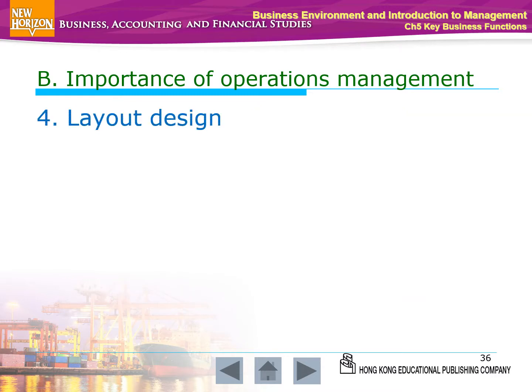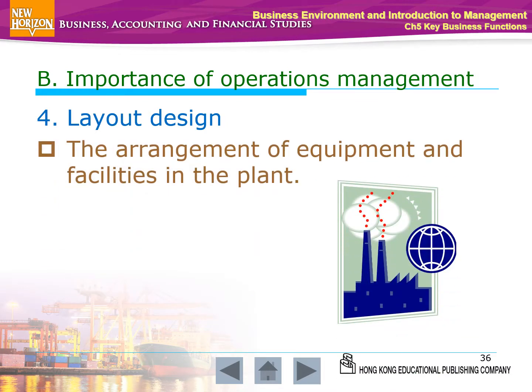Number 4, layout design. Let us look at this. It is about the arrangement of equipment and facilities in the plant. If it is a McDonald's, the operations management will try to see where the seats are placed, what kind of seats are used, and where the toilet should be, and so on. This is called the layout design.